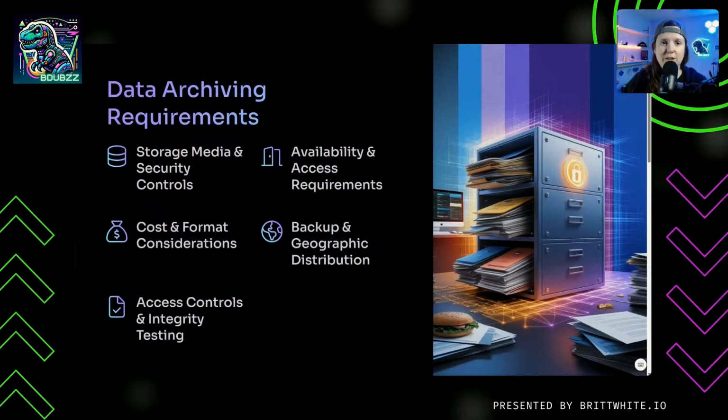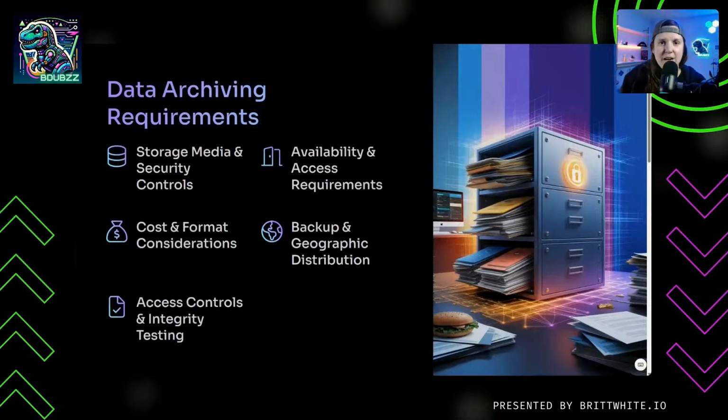This includes considering the format we'll use. Don't forget about backup and redundancy planning. Just because data is archived doesn't mean we can forget about protecting it. This ties into geographic distribution. We don't want all our archive data in one location. And finally, we need robust access control mechanisms to protect this data. And we must perform regular integrity testing and validation to ensure our archive data remains intact and usable.